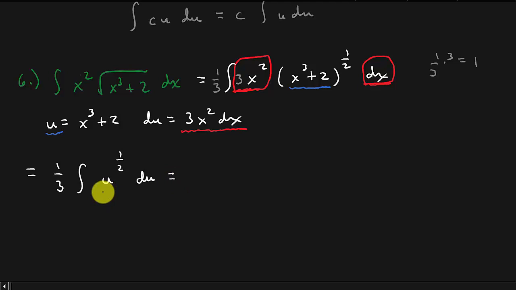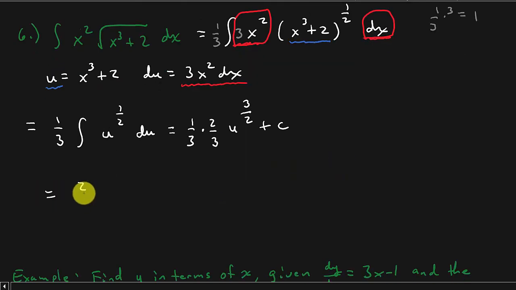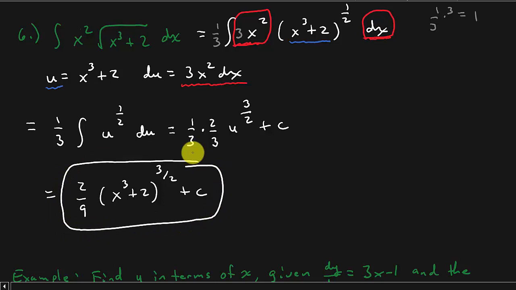See, I've got u raised to a power. And so let's write the 1/3 down. So that's going to be u, add 1. So that's going to be 1/2 plus 1 is 3/2. Multiply by the reciprocal of the new exponent, which is 2/3, plus c. And so this is going to be 2/9. And then in the place of u, I've got to get it back in terms of x. So in the place of u, I'm going to plug the x cubed plus 2 back in. Plus c. All right. And that's your answer right there.